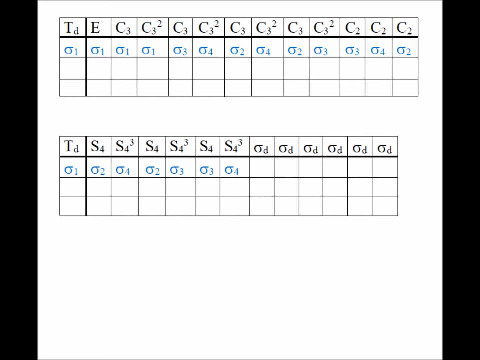The final 6 operations are the dihedral mirrors sigma d. So please see the following figures showing the effect on sigma 1. Going from left to right is the effect of the symmetry operation, and then the appropriate value for the location of sigma 1 after the operation is entered into our table.